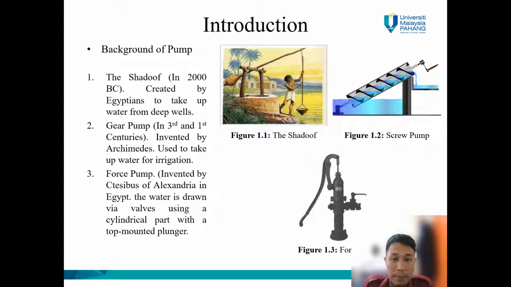Second, gear pump. Gear pump was invented in the 3rd and 1st centuries. It was invented by Archimedes, used to take up water for irrigation, as shown in figure 1.2. For the third one, force pump, it was invented by Sisyphus of Alexandria in Egypt. It was invented to draw the water via valve using a cylindrical part with a top mounted plunger.